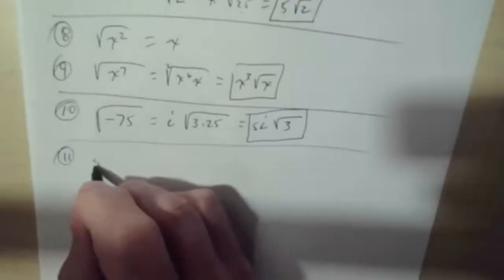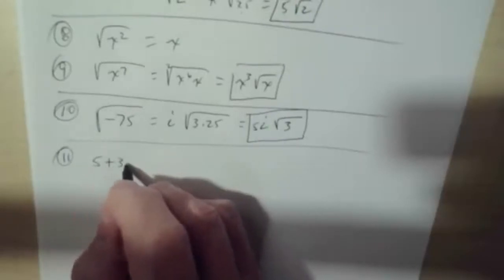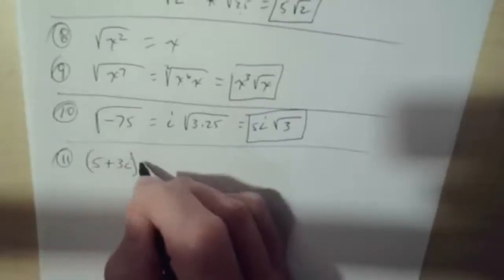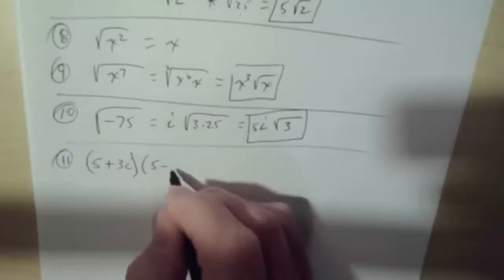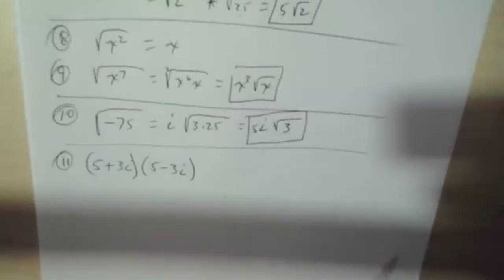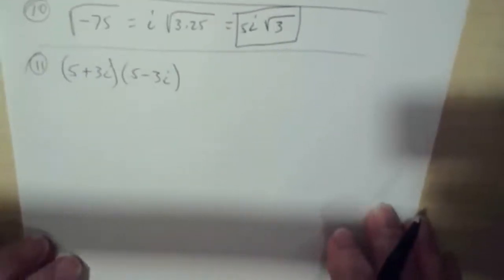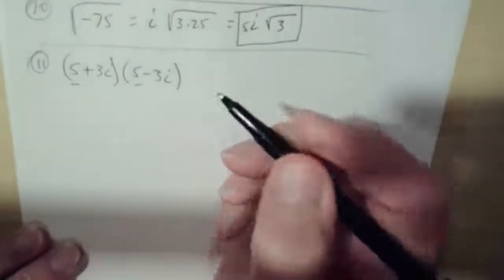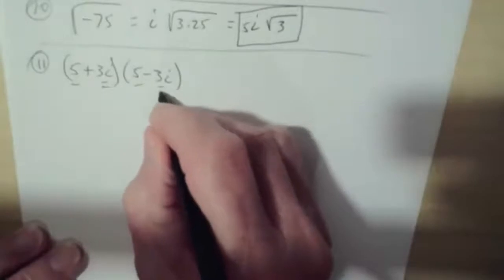5 plus 3i times 5 minus 3i. And what do we have here? A nice pretty conjugate. So remember, when you have a conjugate, you don't really need to do the distributive property. Just multiply the first numbers and the second numbers. And that's all there really is to it.